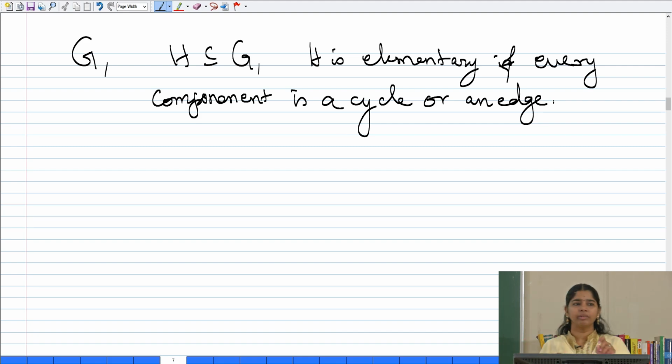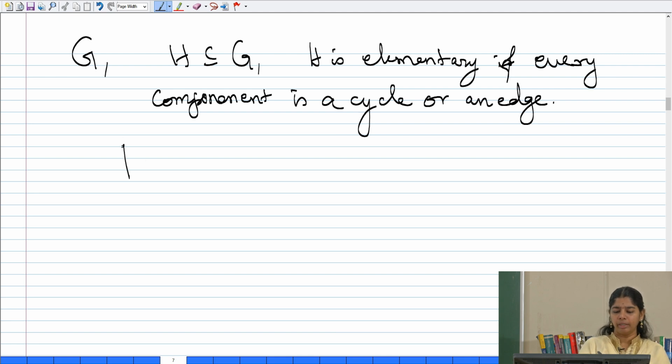Do not ask me that a cycle also has edges; we mean components are just singleton edges, like you just have an edge on two vertices. So, no other components are permitted here. So, any subgraph, if it is an elementary subgraph, then we want to represent it this way.